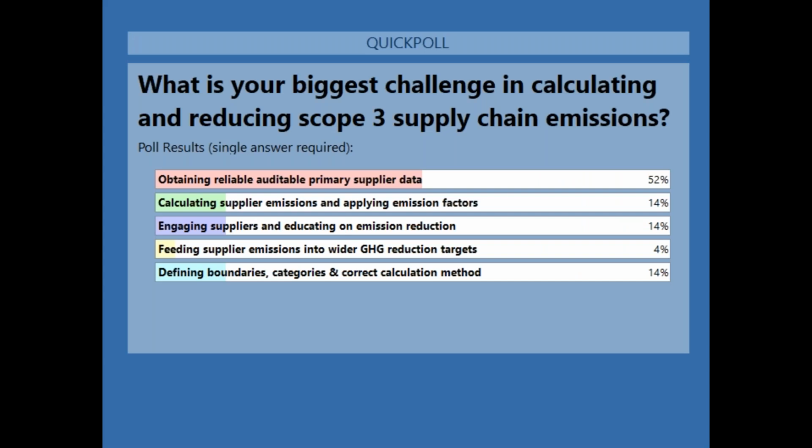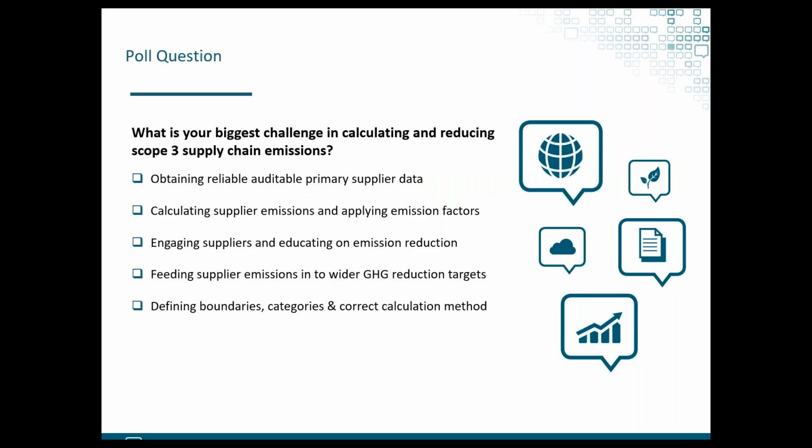Great, so that's closed now. So a large majority, I know we're limited in the options there, and I did originally put down many more, but there's a limit in the software, and so that's what we have. But I think it's interesting to note obtaining reliable, auditable primary supplier data as by far and away the winner there, which is great because we're going to look at that very shortly actually, and hopefully we can provide some insight into how we address that at Greenstone.